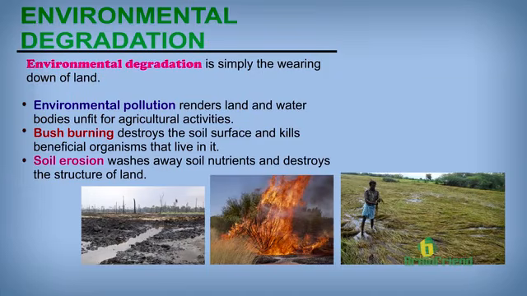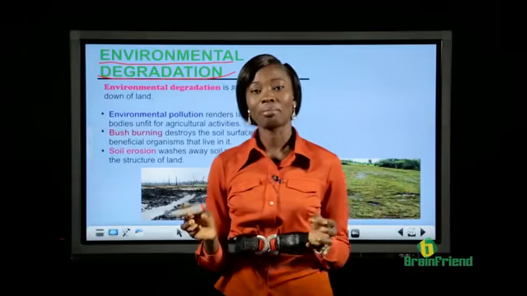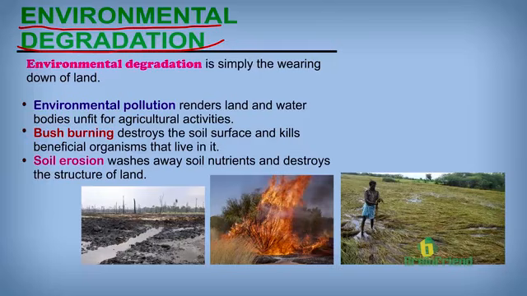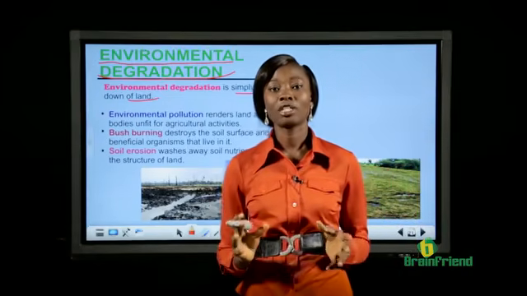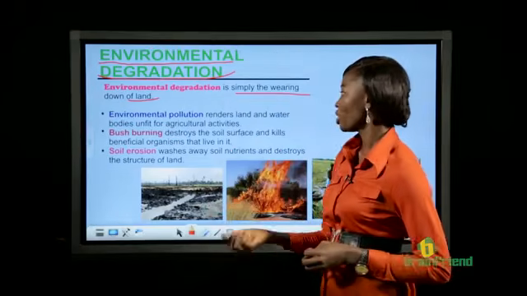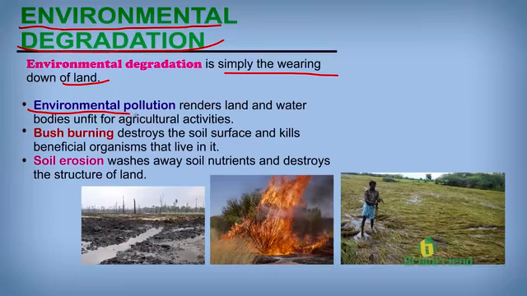Another problem encountered in Nigeria's agricultural sector is the problem of environmental degradation. This problem is caused by man. Therefore, we can call this problem a man-made problem. Environmental degradation is simply the wearing away of land. There are different ways in which our environment can be degraded. One of such ways is through environmental pollution. Environmental pollution renders land and water bodies unfit for agricultural activities.